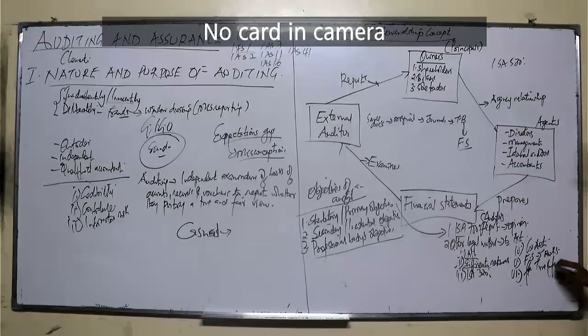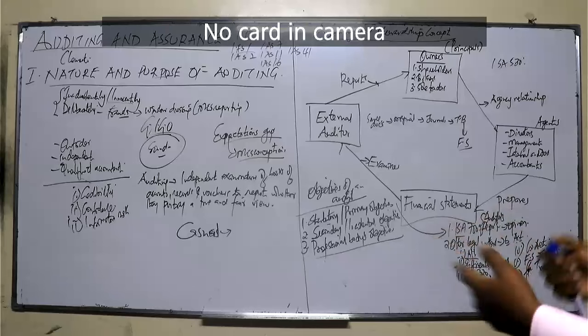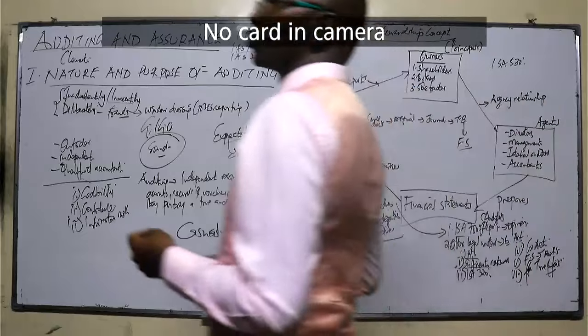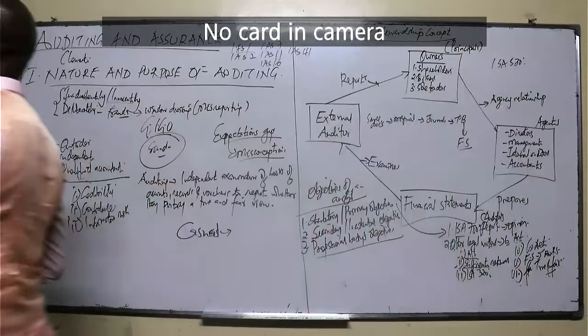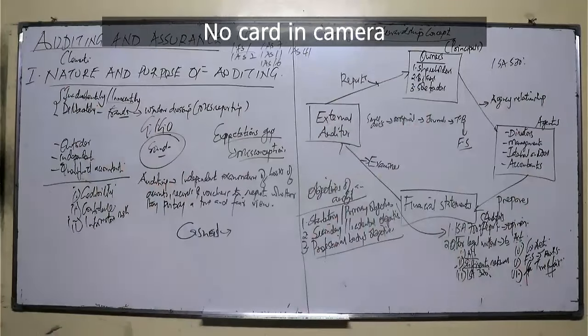And Roman number six, we are reporting whether the books of accounts portray a true and fair view. Do the books of accounts portray a true and fair view? Later in this lesson, we'll be asking ourselves, what do we mean by true? What do we mean by fair? Because the Companies Act is so silent about what true and fair means. Yet that's one of the primary things we need to report, whether the books of accounts portray a true and fair view.